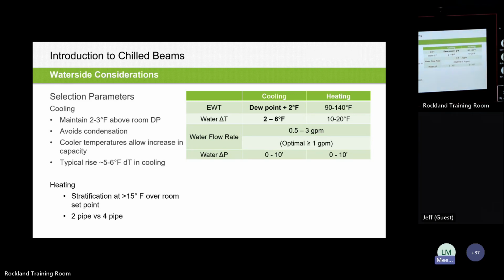Typical rises in temperature for chilled water are 5 to 6 degrees, and then 10 to 20 degrees on the heating side. Water flow rates of 0.5 to 3 GPM are typical, with 0.5 just trying to keep away from it being laminar and having erratic performance or behavior. So those are common. And then again, we've already talked about this in the earlier session, but you can do 2-pipe versus 4-pipe to achieve heating.